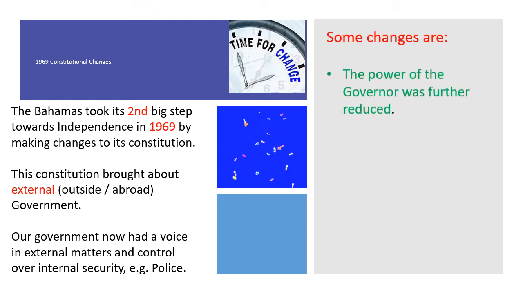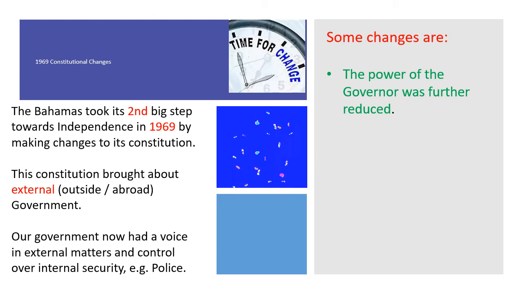Some of the other changes under the 1969 Constitution include the power of the governor was further reduced, and you may ask, where did his power go? Since they took some of his power away, this power was now given to the House of Assembly. So the House of Assembly in 1969 gained more power.